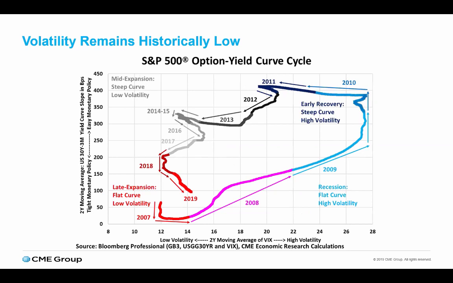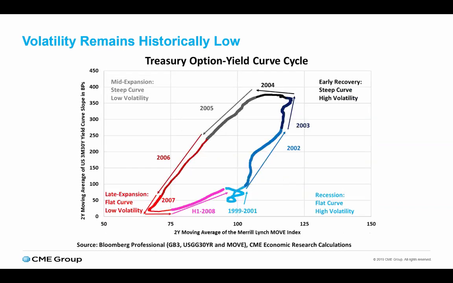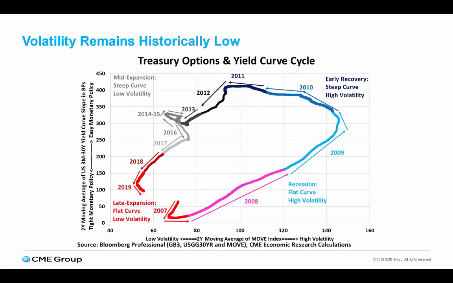Now we have come full circle once again. We have a very flat yield curve. Volatility is still low, but it is beginning to rise. This pattern is playing itself out in many, many different markets. The same cycle plays itself out in treasury options. Treasury options are also now beginning to turn a corner to higher volatility, but volatility is still really cheap.